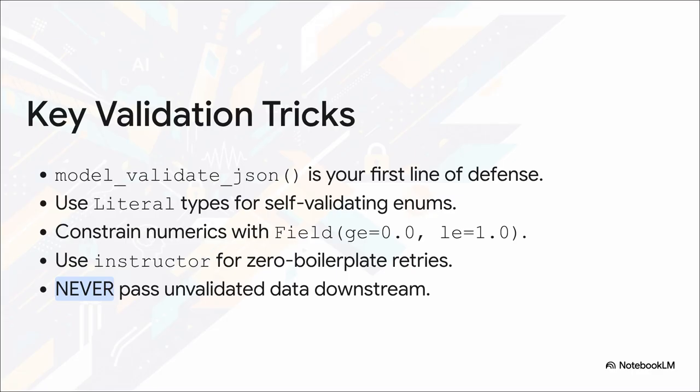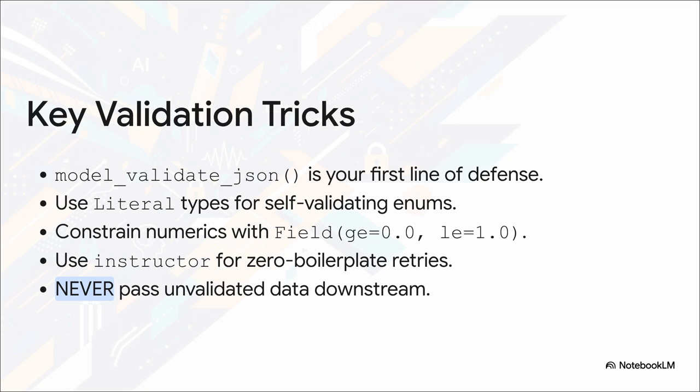Rapid fire. First, always use model_validate_json on raw LLM output. It does parsing and validation in one go. Second, for things like status fields, use Literal types. They create these strict self-validating enums. Third, for any kind of score or probability, lock it down with Field(ge=0.0, le=1.0), so you never get out of bounds values. Fourth, on your most critical paths, use Instructor to get those automated self-healing retries.